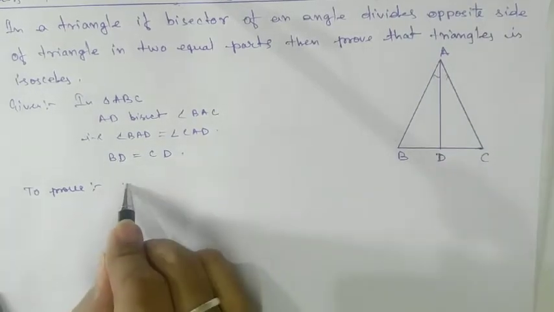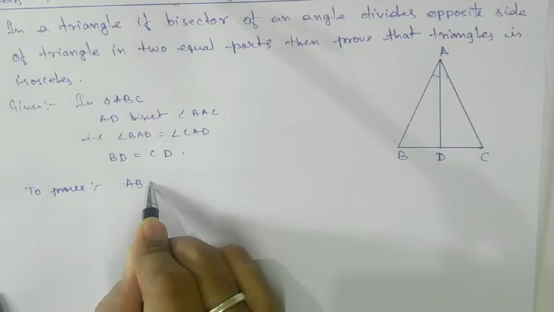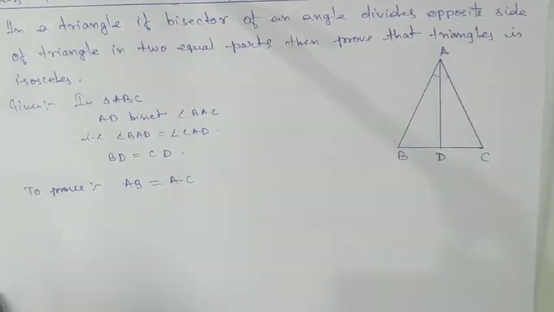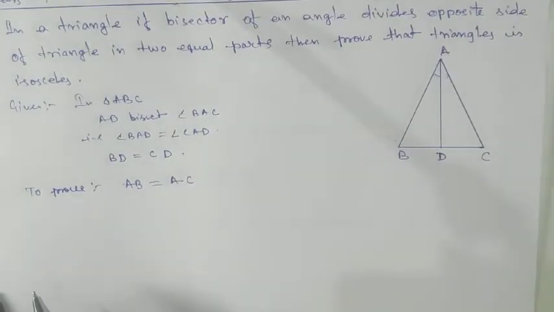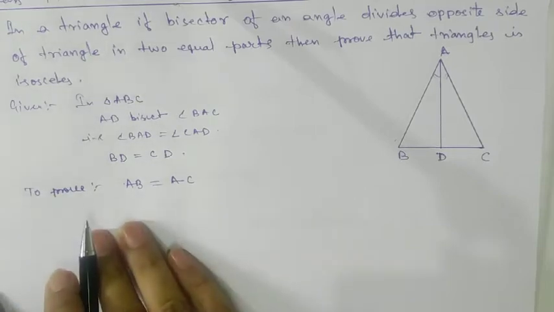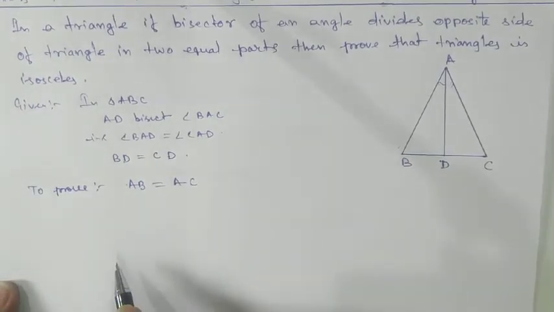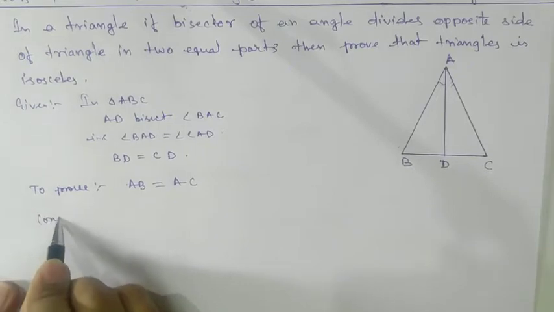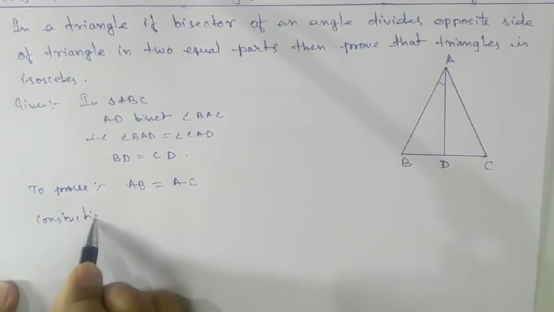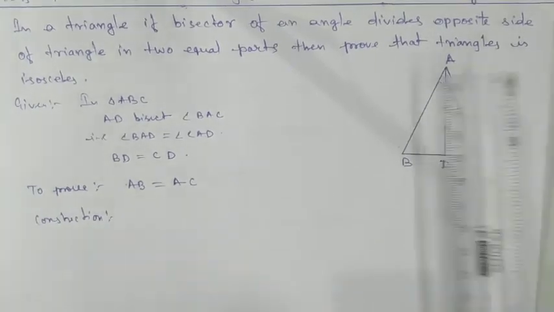That means AB equals to AC. If any two sides are equal, then we can say that triangle is isosceles triangle. So we're going to use the property. Okay, not a property, definition. So here, any construction we need, sir? Yes, here we need construction. Okay, so let's take a construction.